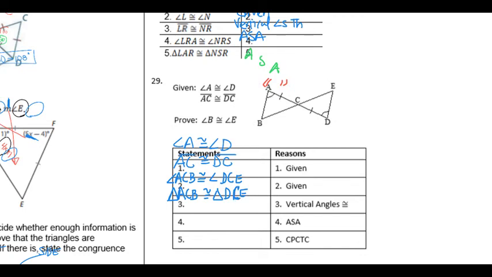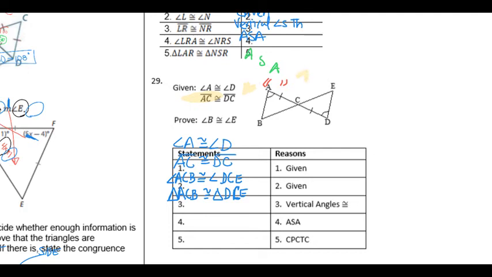And last, we needed a piece of the triangle. So now that we know that the triangles are congruent, we can take this piece of information that we need, which is they wanted us to prove that angle B is congruent to angle E. Here's angle B.